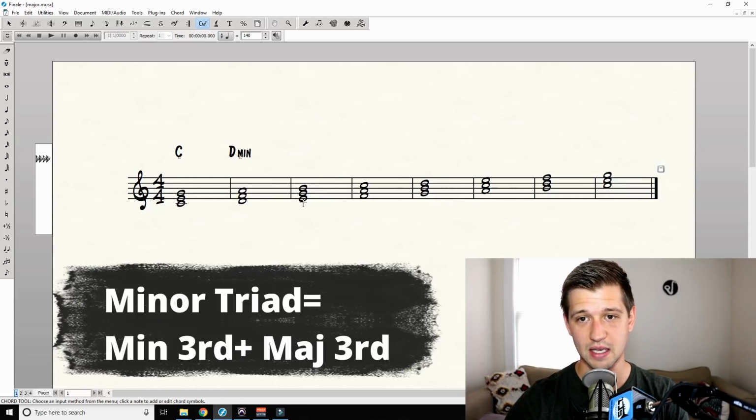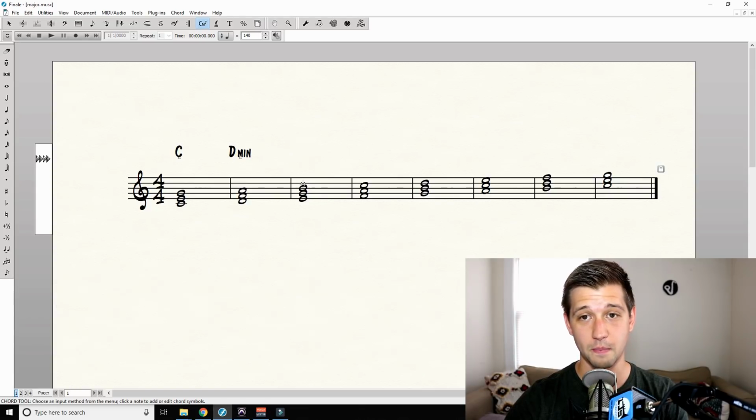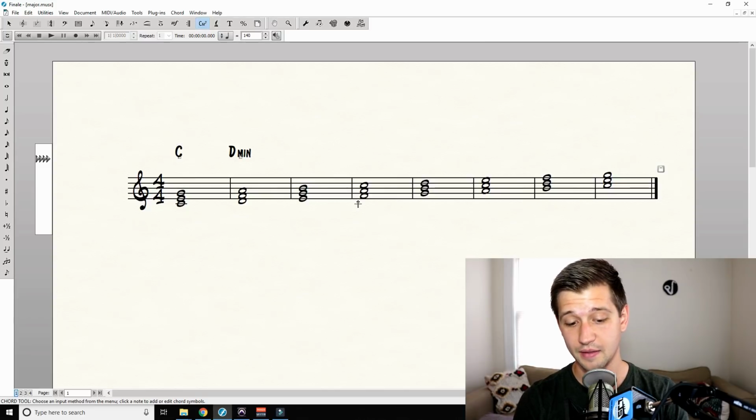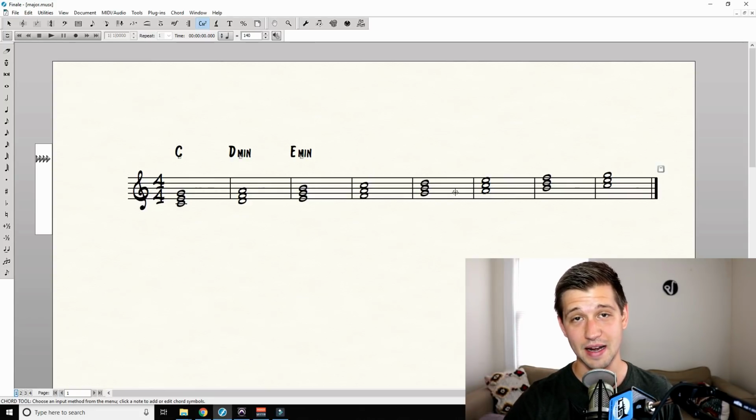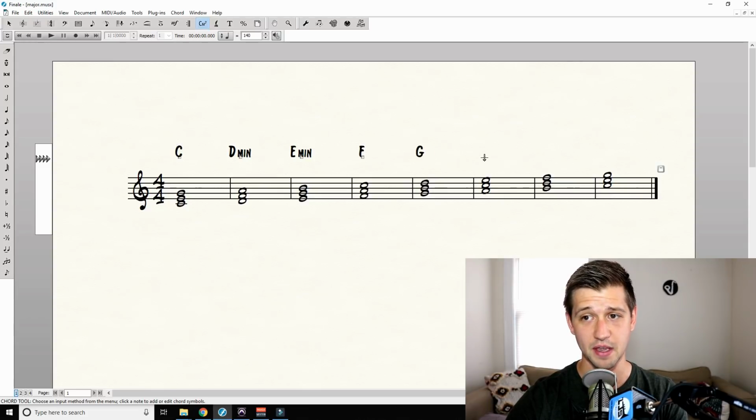Moving on to E, we have another minor third with a major third stacked on top. That's going to be an E minor triad. So C, D, E, we're on to F, the fourth scale degree. F to A is major. A to C is a minor third. So we have another major triad there. G is also a major triad. Same thing going on here.